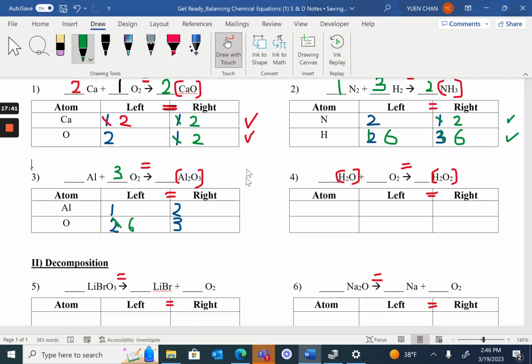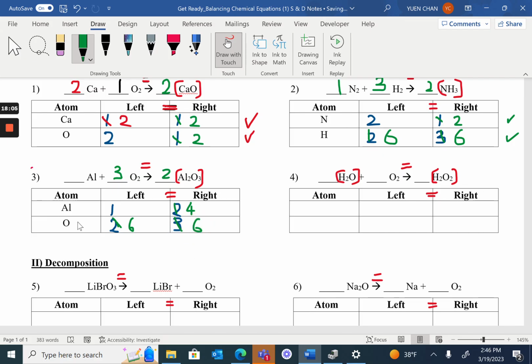Okay, and then I also want 6 oxygen on the right hand side. So I have to put 2 here to make oxygen 6. But once I put the 2 here, I'm not just changing the oxygen, I'm also changing the Al. So Al will no longer be 2, but Al will be 4. Then oxygen will be 2 times 3 is 6.